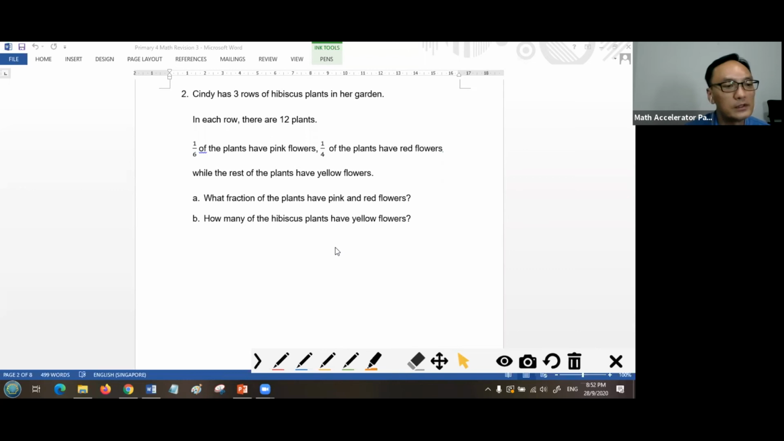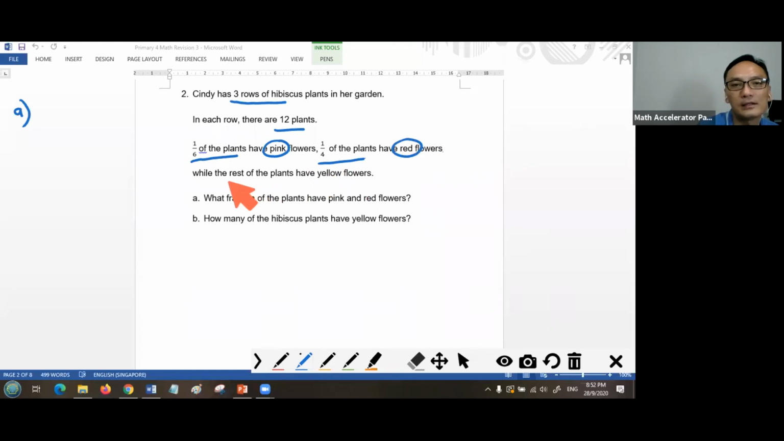Okay, I think the first one is easy, right? Can you help me? Can I give you 1 minute or so to let me know what's the answer? So here is the important information. There are 3 rows and then each row has 12 plants. This is the fraction for pink. This is the fraction for red. And the rest are yellow. So what fraction of the plants are pink and red?